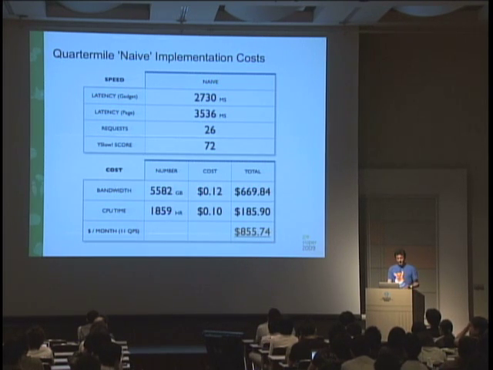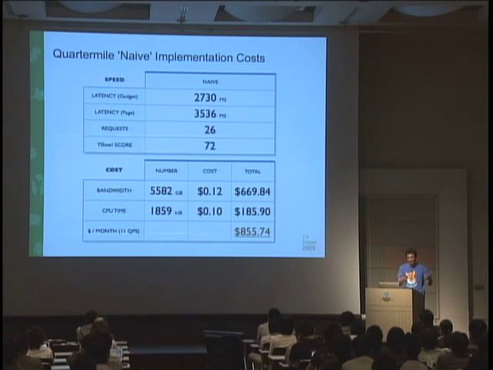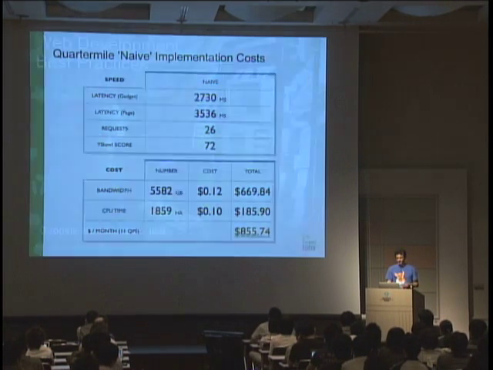So when you multiply all these numbers, you get 5 terabytes of data in bandwidth. The cost is 0.12 per gigabyte, so that's $670. To get it in yen, you have to multiply by 100, so that's approximately 67,000 yen. And then the CPU time costs you $185. So the total cost to serve 11 queries per second for a month is $855 approximately. And that's what we need to improve.